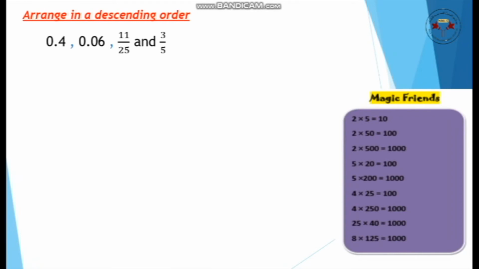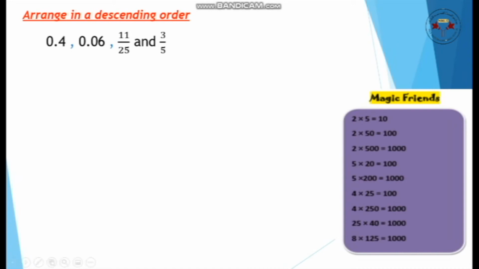Arrange in descending order. Here we have 0.4, 0.06, 11 over 25 and 3 over 5. I can see clearly that here we have decimal numbers and here we have fractions. So while comparing or ordering fractions or decimals, both of them have to be fractions or decimals. So I have to see all of them as fractions or all of them as decimals.